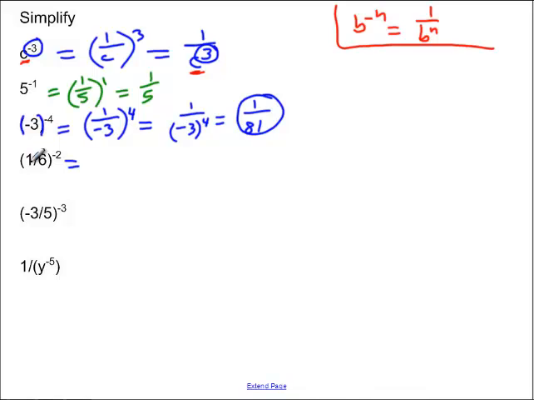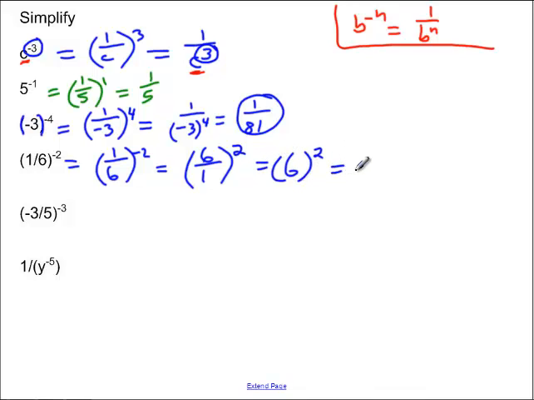How about this one? Not written real pretty, but we can rewrite it as 1 over 6 to the negative 2 power, because all I'm doing is writing this 1/6 as 1 over 6. What we do is we reciprocate the base. 1 over 1/6, or the reciprocal of this is just simply the flipping of it. So the reciprocal of 1/6 is 6 over 1. The exponent then becomes positive after you take the reciprocal of the base, and now you've got 6 over 1 squared, or 6 squared, and then 6 squared is 36, and there's our answer.